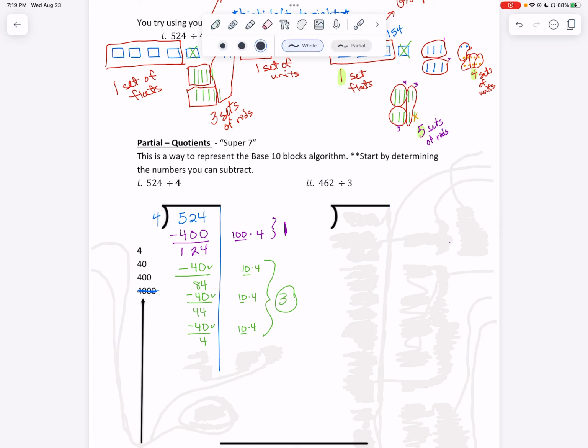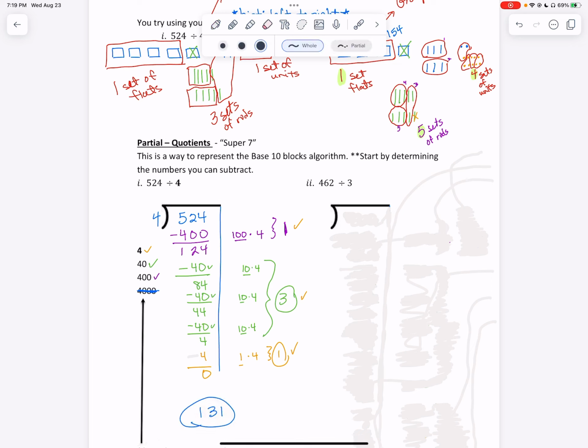And then, so I took off my 400s. Now I've subtracted my 40s. So now it's time to subtract my 4s. So when I subtract my 4s, I got 0. So I got all the way down to 0, and I had one set of units. So I now subtracted my 4. So my answer is going to be 131.